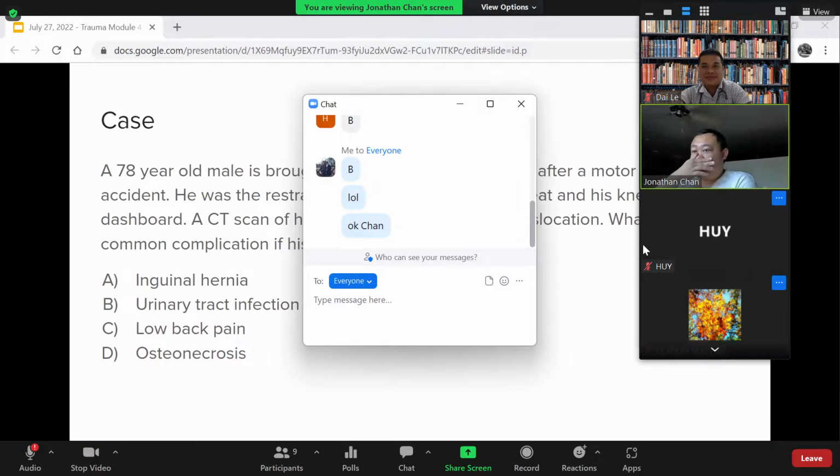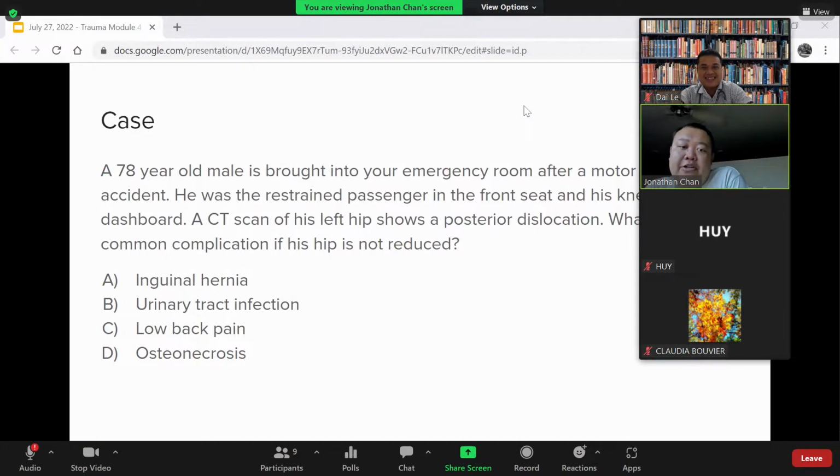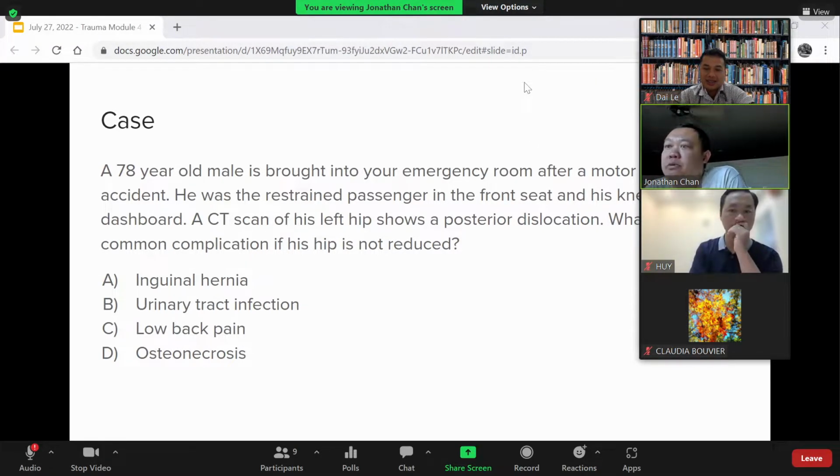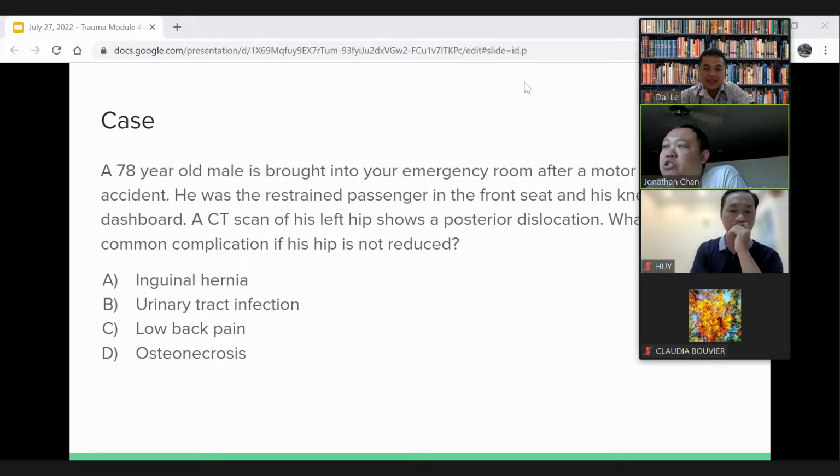Let's look over here as well. Our next question is a 78-year-old male who's brought into the emergency room after a motor vehicle accident. He was a restrained passenger in the front seat and his knee hit the dashboard. A CT scan of the hip shows a posterior dislocation. What is a common complication if this hip is not reduced? It's an inguinal hernia, a urinary tract infection, low back pain, or osteonecrosis. You can answer in the chat as well. I think the poll doesn't seem to be working here.